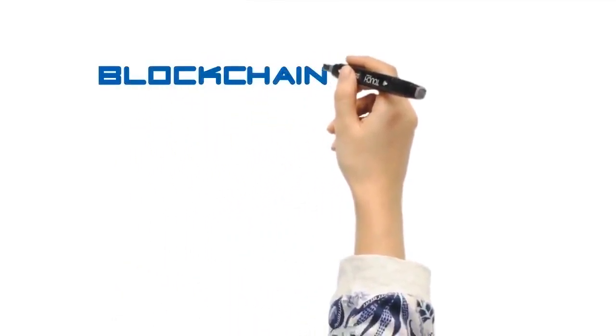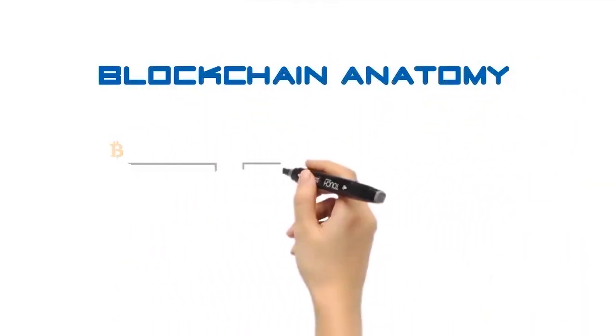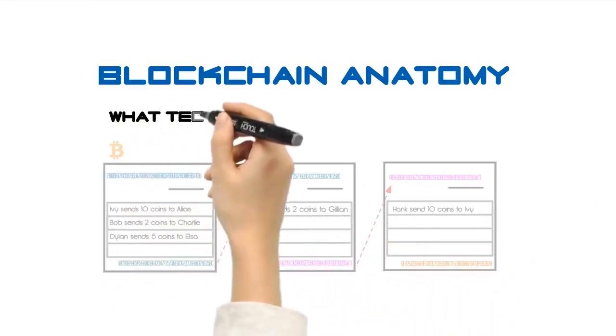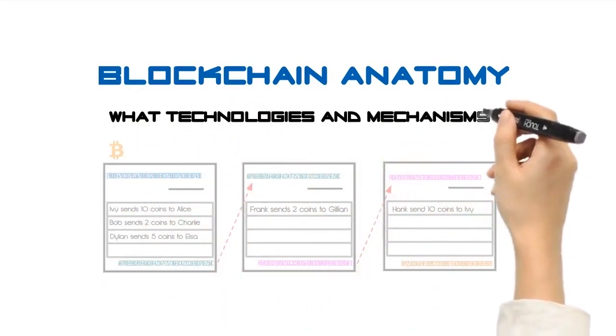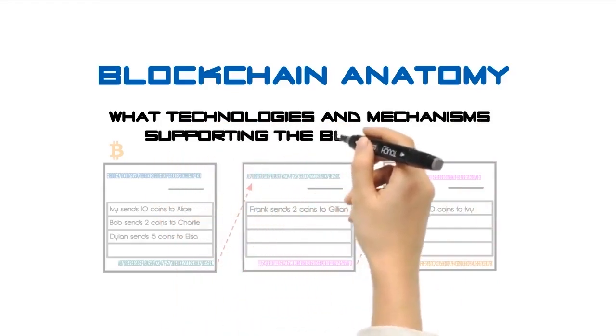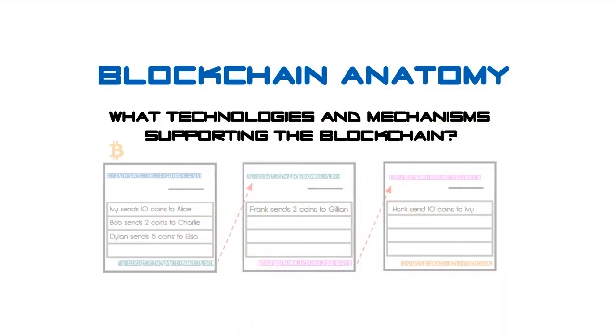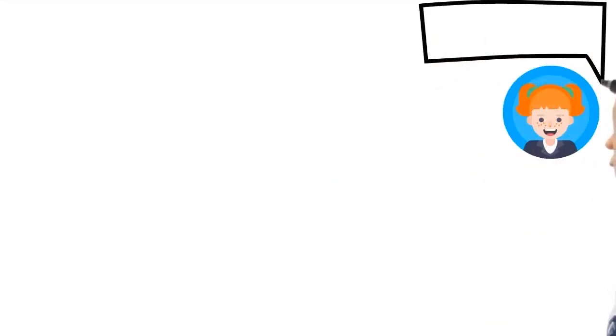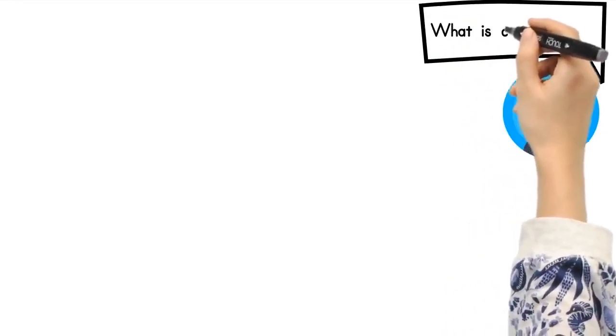In the previous video, we talked about blockchain as the technology behind cryptocurrencies. In this video, let's take a look at the technology and mechanisms that support blockchain. First, let's talk about cryptography, the fundamental of blockchain. What is cryptography?